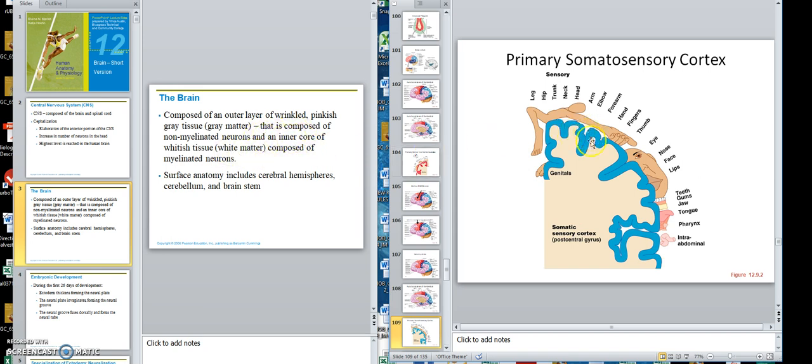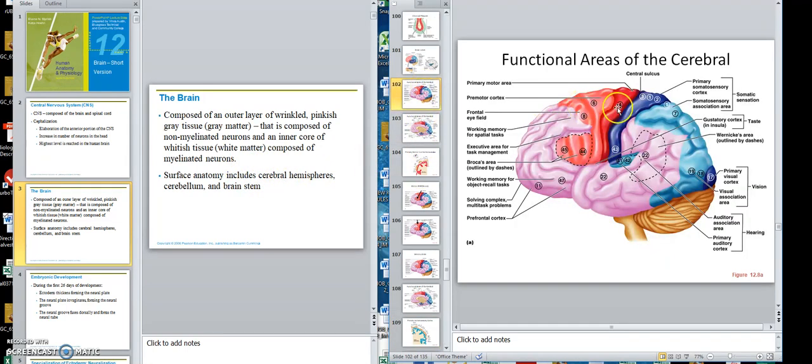And an inner core of whitish tissue, this area here, because that's where the cell bodies' axons would be, which would have myelination, okay? Composed of myelinated neurons. Surface anatomy includes cerebral hemispheres, which we will talk about, the cerebellum, which is this here, and the brainstem.